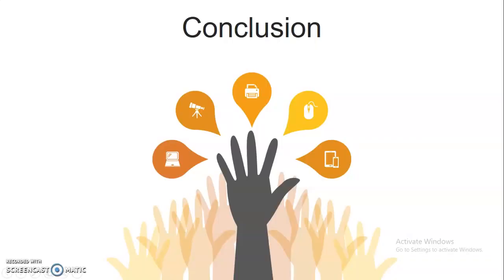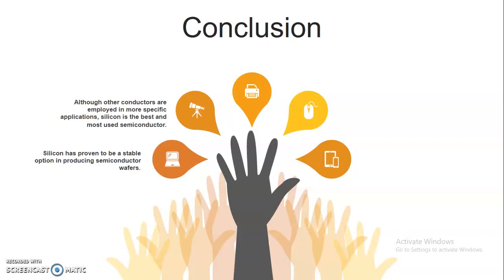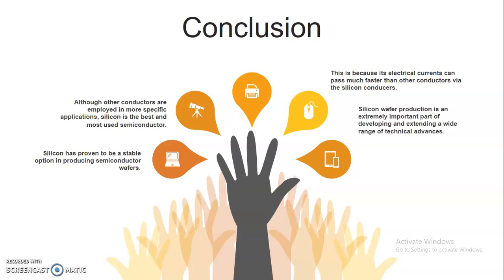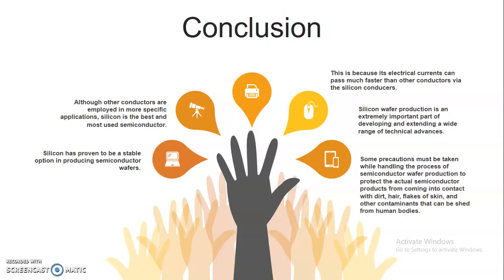The conclusion for our presentation is silicon has proven to be a stable option in producing semiconductor wafers. Although other conductors are employed in more specific applications, silicon is the best and most used semiconductor. This is because its electrical current can pass much faster than via other conductors. Silicon wafer production is an extremely important part of developing and extending a wide range of technical advances.